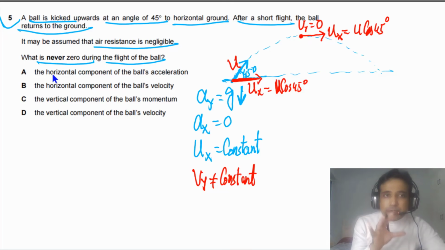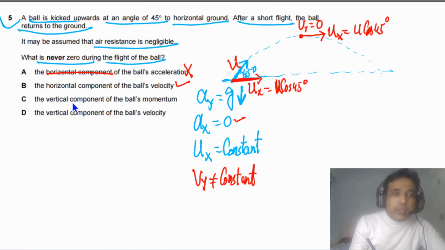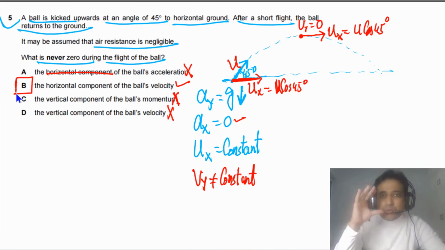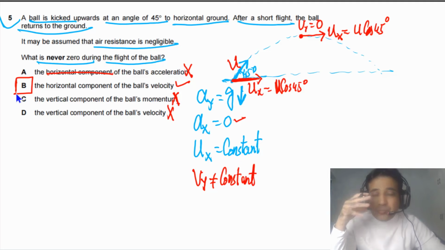Question is asking you what is never 0 during the flight of the ball. So in this case, if you look at horizontal component of the ball acceleration, this is 0. So it means this one is not possible answer. Horizontal component of the ball velocity never 0. Yes, this is true because this is never 0. It always stays constant. The vertical component of the ball momentum will be 0 at the top because V will be 0. So this is also not correct answer. The vertical component of the ball velocity, also 0. So this is also not possible answer. So the answer for this question is B. This is very nice question. You need to understand these basic points about projectile motion.